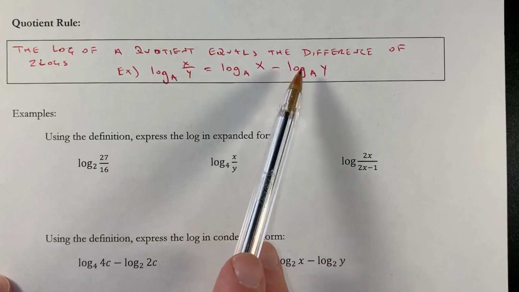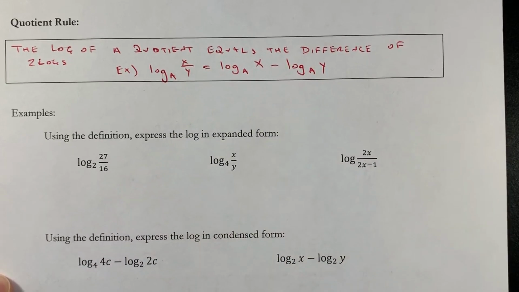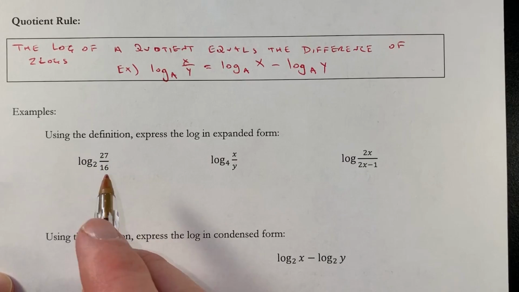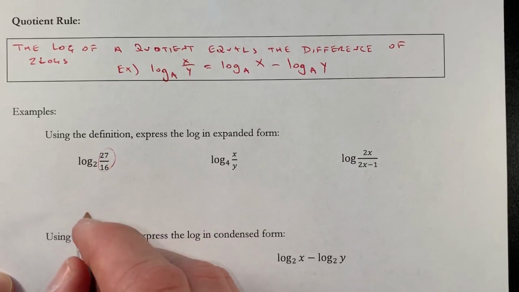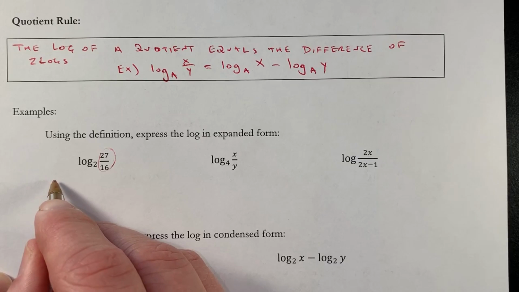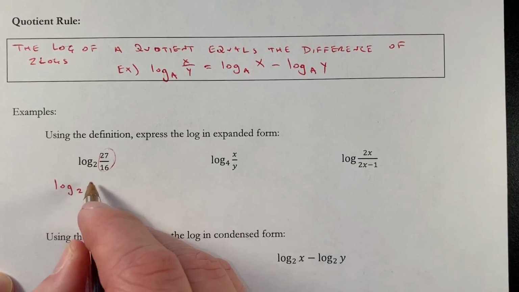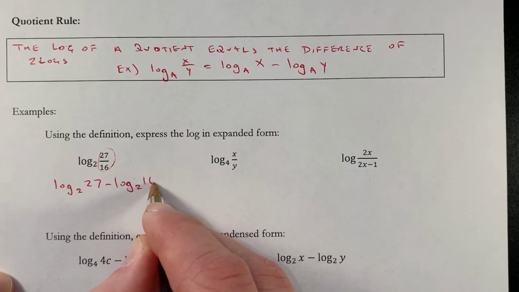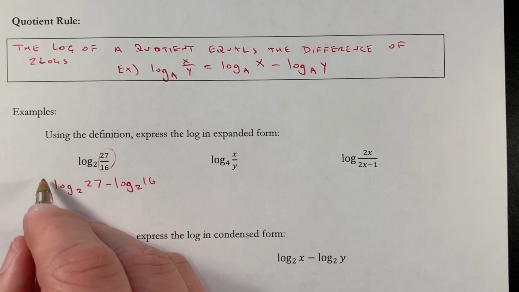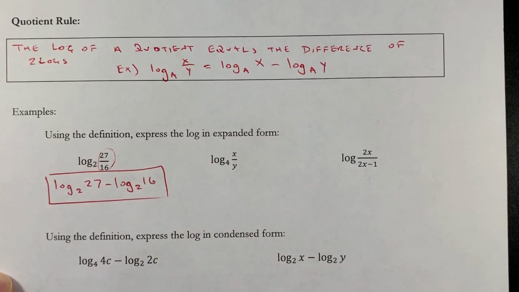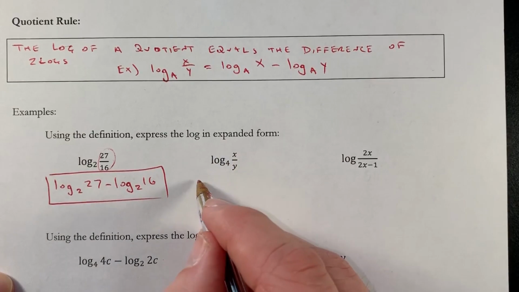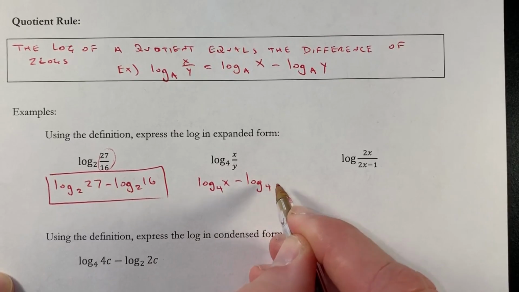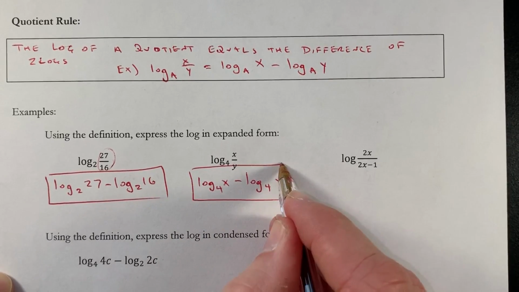Okay, so when you've got division here, you can subtract two logarithms with the same base. So here we have log base 2 of 27 over 16. And since this is a quotient, we can rewrite it in expanded form as log base 2 of 27 minus log base 2 of 16. Log base 4 of x over y is log base 4 of x minus log base 4 of y.